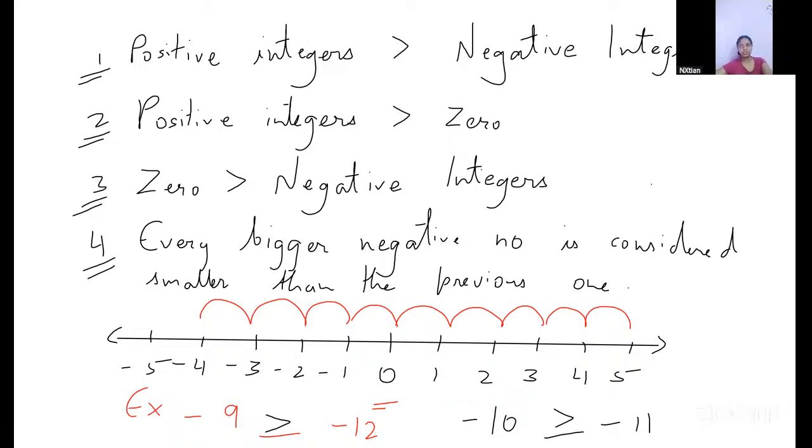But with positive numbers, the bigger ones are considered big and smaller ones are considered small. Like 4 and 5, 5 will be the larger one. 8 and 10, 10 will be the larger. But minus 8 and minus 10, minus 8 will be larger. Got this about negative numbers and positive numbers? Yes, ma'am. Okay, write this down, please.